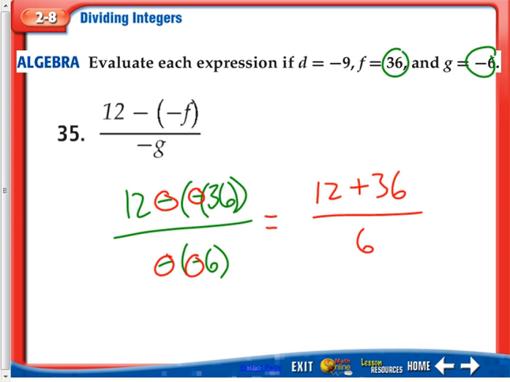All right, and then you have to do your numerator first, so we're going to get 48 over 6, and 48 divided by 6. These are both positive now, so the answer is just 8. All right, so it's kind of how that works. You got that uh-oh right here.